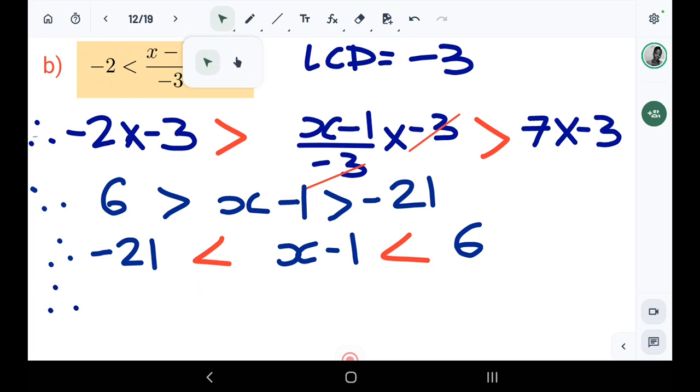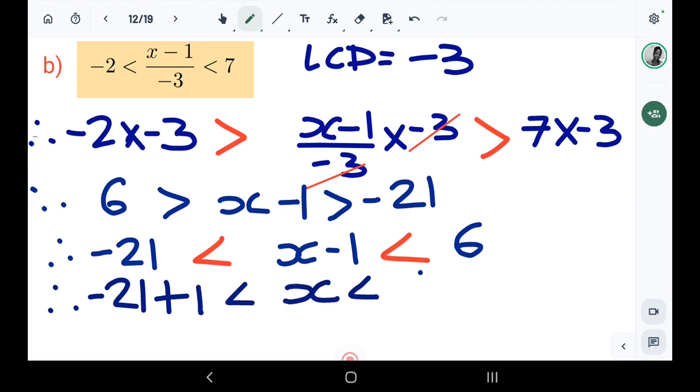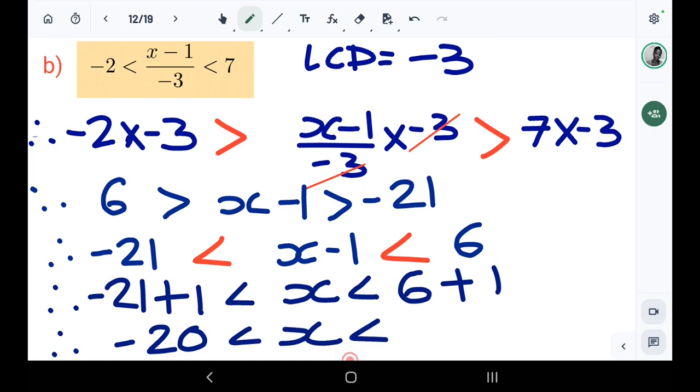So now we go ahead taking out the -1 out of the middle, so it becomes plus 1 on the left hand side, plus 1, x in the middle, 6 plus 1 on the right hand side. -21 plus 1, that's -20. 6 plus 1, that is 7. So you have an inequality that is between -20 and 7, and not including them.